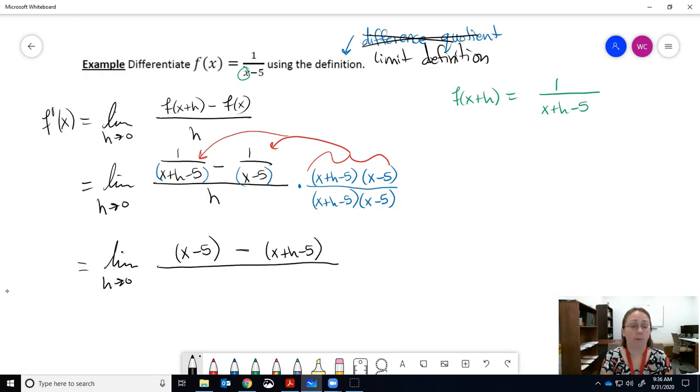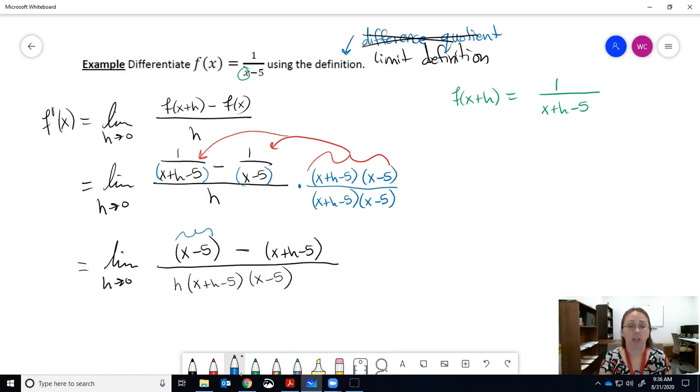On the bottom, well, nothing really happens. You just put it all down there. Nothing can cancel, nothing can simplify in this problem, so we're just going to leave it. So on top, the parentheses for this first one, they aren't doing anything, so you can drop those parentheses.